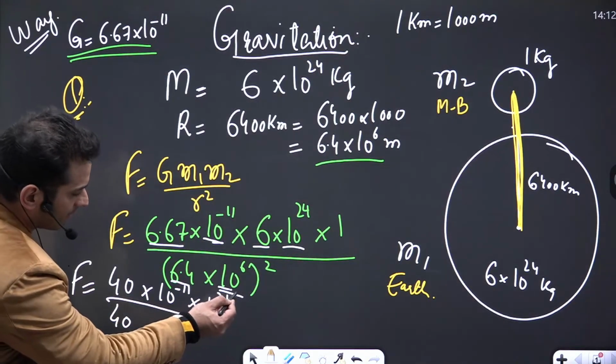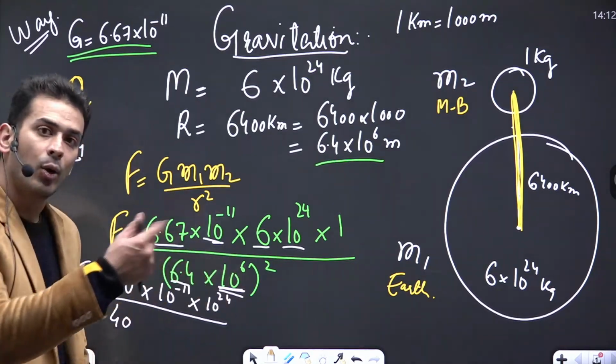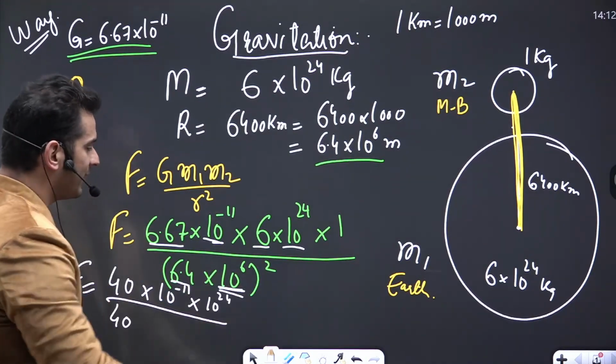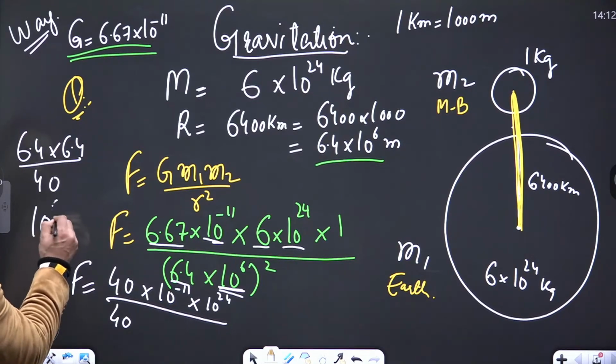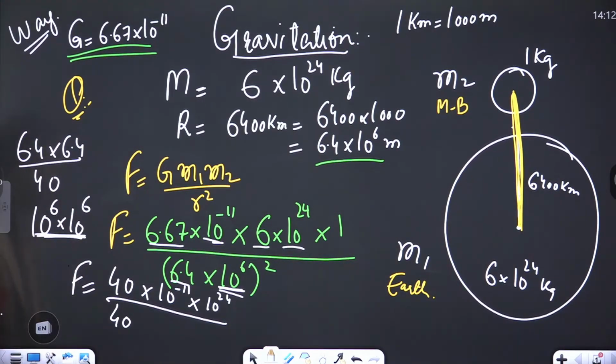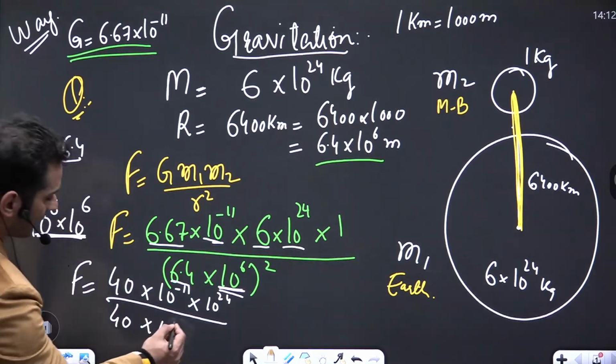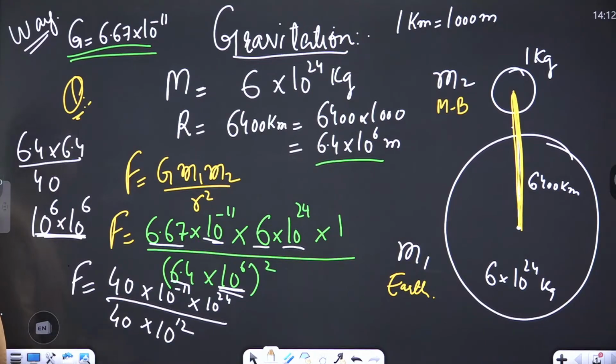Now is the chance of this term, 10 raised to power 6 whole square. That will be, when bases are same, powers are added. This will be 10 raised to power 6 into 10 raised to power 6. When bases are same, powers are added. This will be 10 raised to power 6 plus 6 is 12. Okay, fine beta, it's clear.